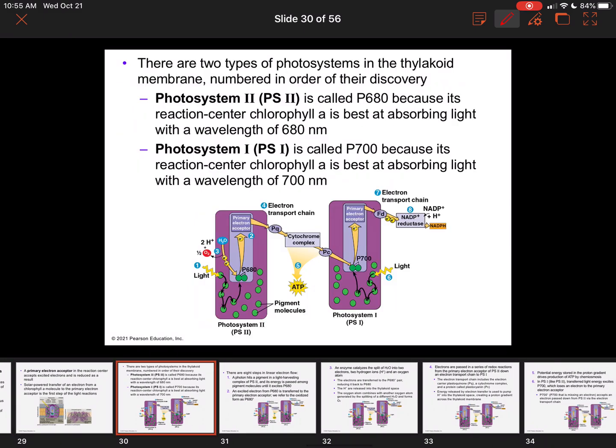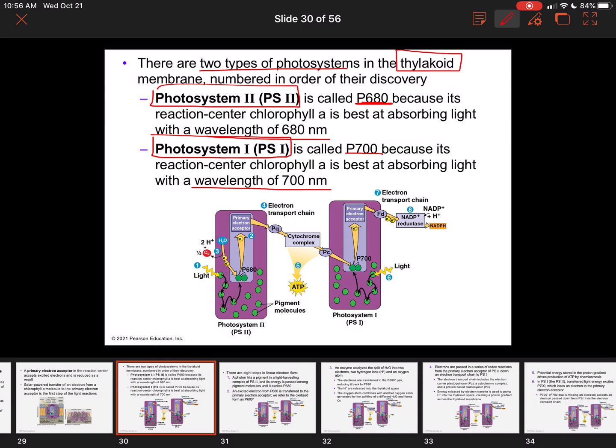Okay, and so there are two types of photosystems in the thylakoid membrane. So remember, when we are talking about these photosystems, we are talking about the light reaction that takes place inside of the thylakoid membrane. So that's where we are. And these are named kind of backwards a little bit because of when they were discovered. So photosystem 2 is also called the P680 because it absorbs light at the wavelength of 680. We have photosystem 1, which is called P700 because it absorbs wavelengths of 700 nanometers, okay?